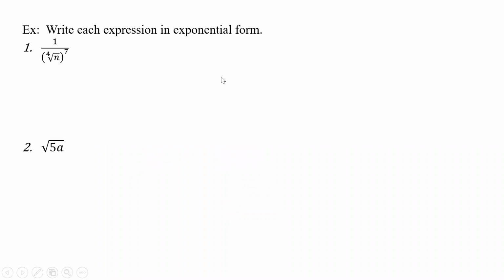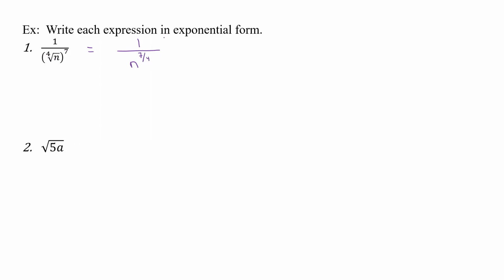All right, so here we're supposed to write the expression in exponential form. So now we're going the opposite way. And so what do we have with this one? Well, we can write this as 1 over, now it's the 4th root, so it's going to be n, and the n is raised to the 7th power, so it's going to be 7 over the 4.